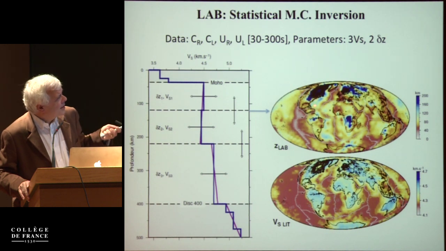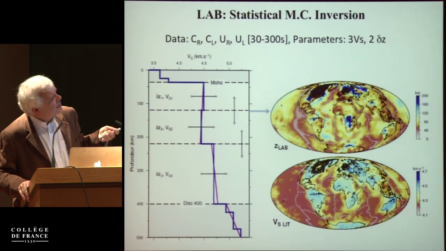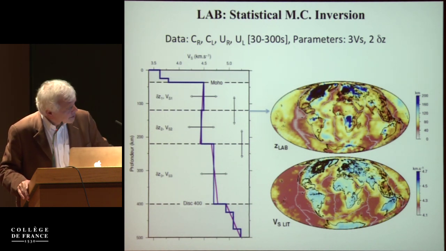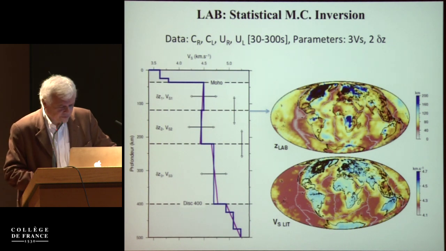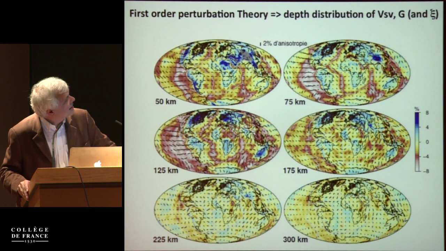And so we get, again, a classical map of the lab, with a thin lab around ridges, with a thick lab in old shields, and so on. And we have also the velocities, again, which basically reflect the thermal state of the lithosphere.